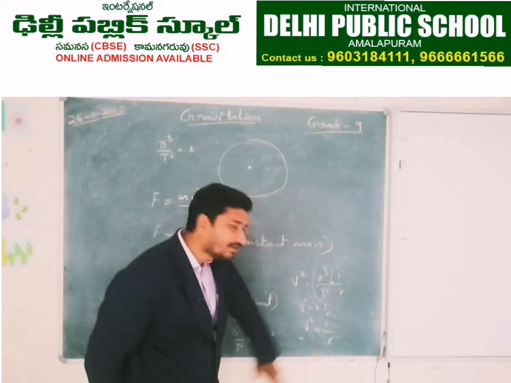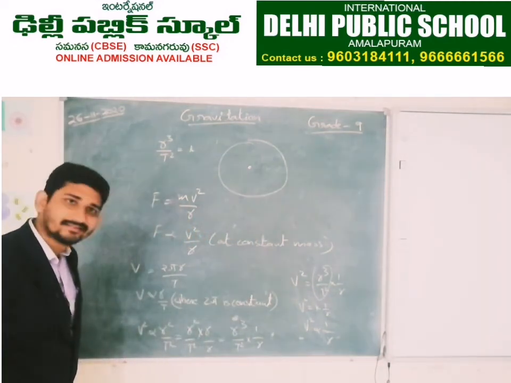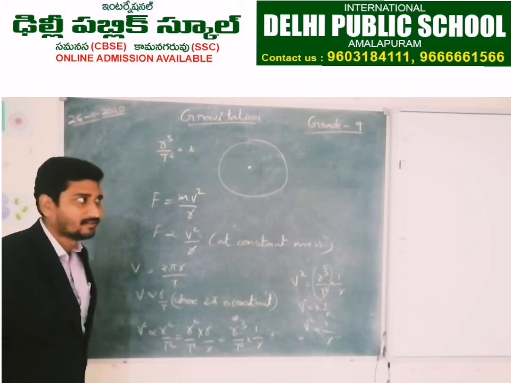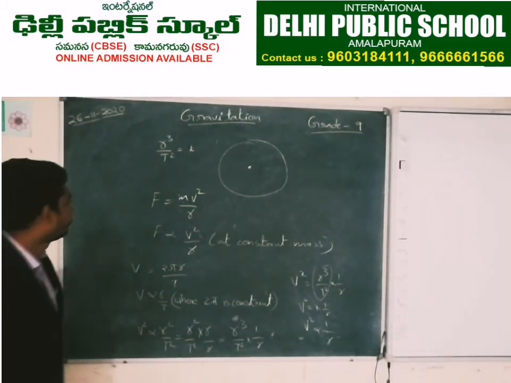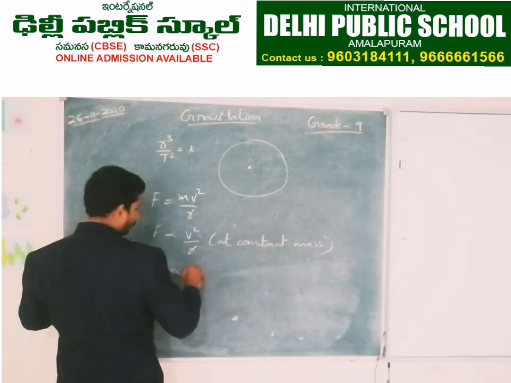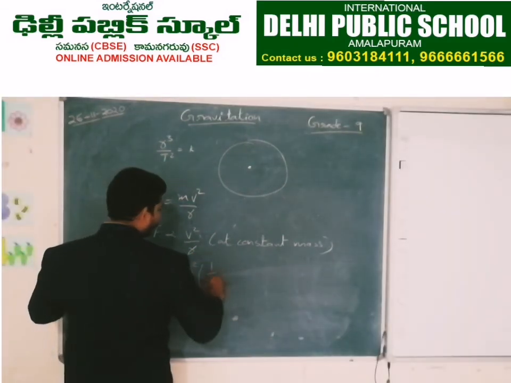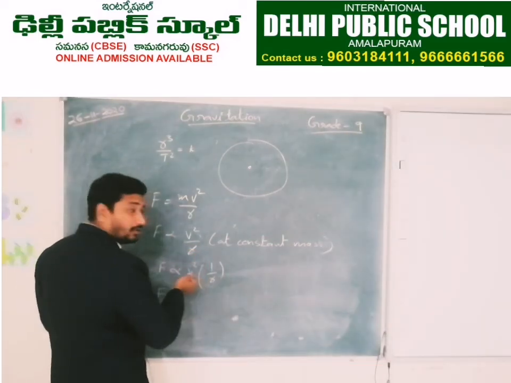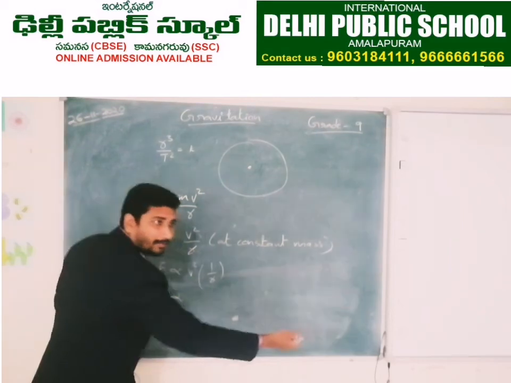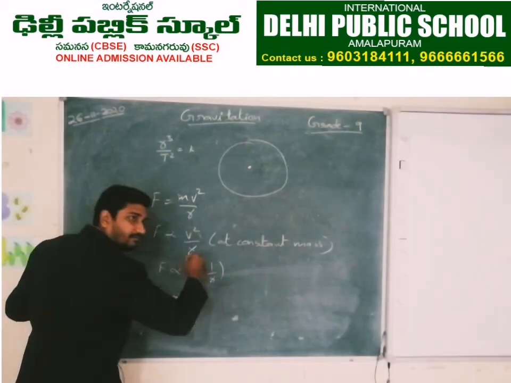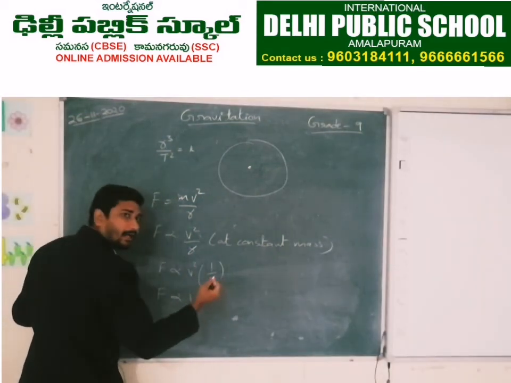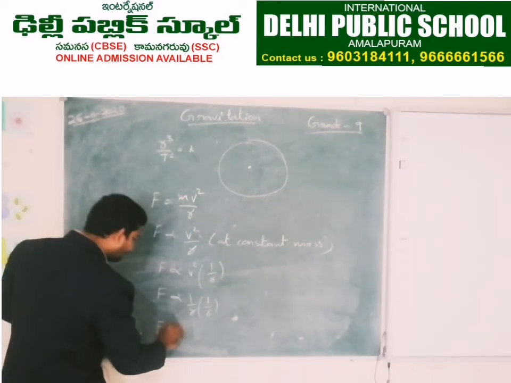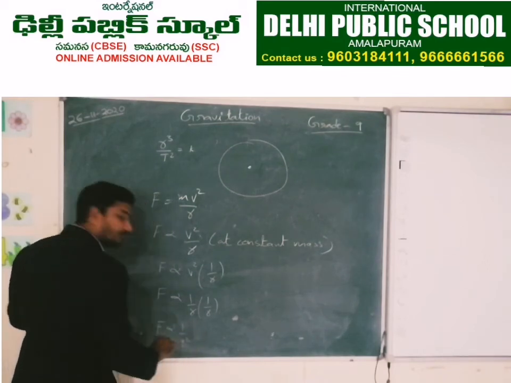Can we use this anywhere? Let us use it. F ∝ v² into 1/r. How much value did we get for v²? 1/r. So instead of v², I am writing 1/r into this one, 1/r. So F ∝ 1/r².